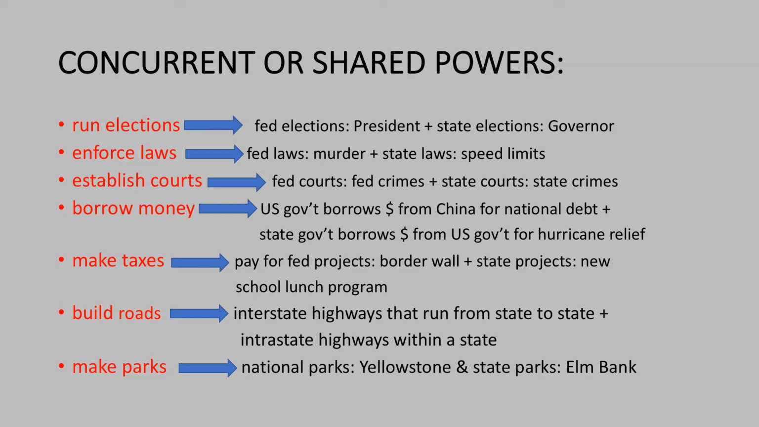Finally, roads and parks are concurrent or shared powers because building roads sometimes exists within a state, intrastate roads or highways, and sometimes they go from one state to another, like interstate highways, like Route 1. It goes all the way from Maine down to Florida. And parks can be both national, like Yellowstone, or state parks, like Elm Bank.